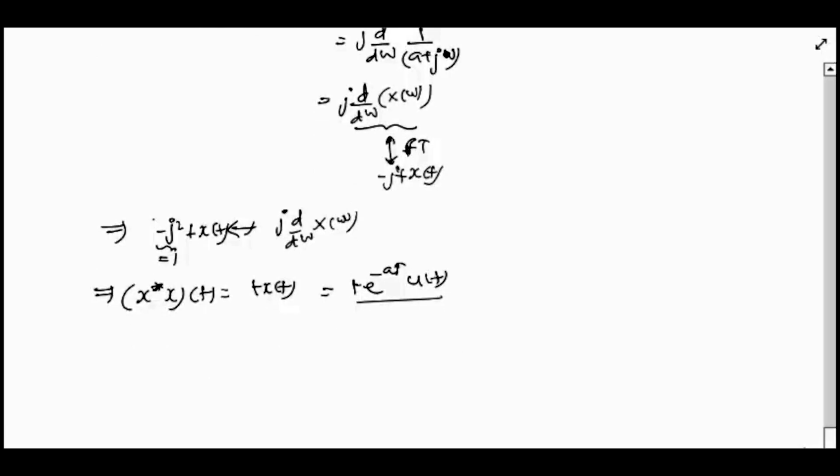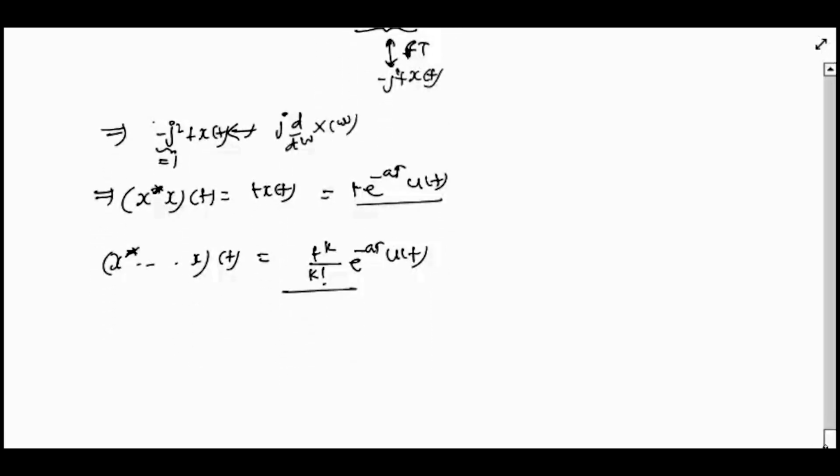In fact, we can repeat this process k times to get the k-fold convolution of x(t), and the result turns out to be as follows. The k-fold convolution of x with itself turns out to be equal to t raised to k divided by factorial k, times e to the minus at ut. So we see that this is quite a useful property. Now we will see uses of these properties in analyzing LTI systems, so we will see connections to LTI systems.